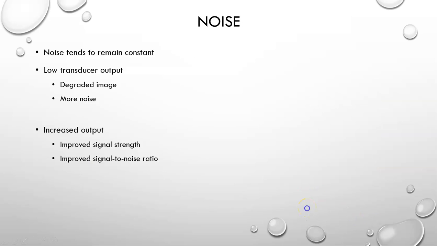Noise occurs with any ultrasound image. Noise tends to remain constant no matter what we do. In order to combat noise, we have to take our low transducer output, which creates the noise, and then increase the output, turn up the gain, and this will improve our signal strength and then hide the noise behind an improved signal. This is called an improved signal-to-noise ratio.